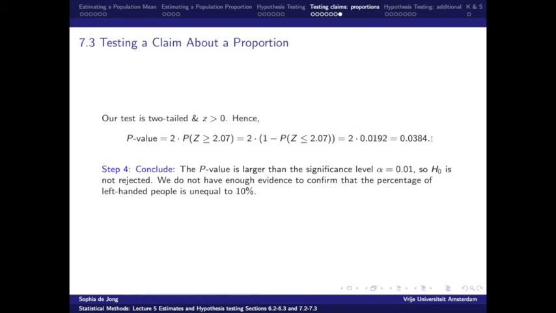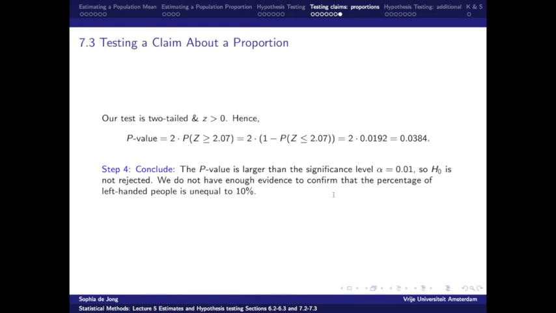This p-value is not smaller than our significance level alpha, because alpha was 0.01, 1%. So that means that the null hypothesis is not rejected. We do not have enough evidence to confirm that the percentage of left-handed people is unequal to 10%. This is a correct conclusion.